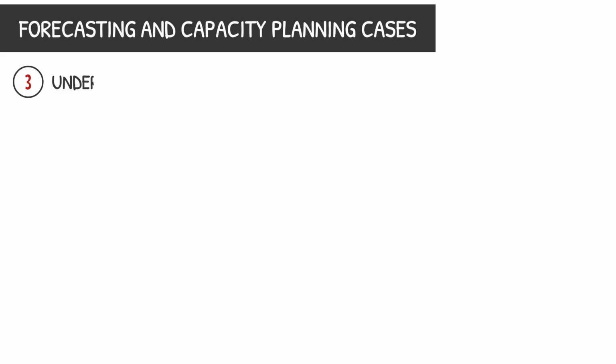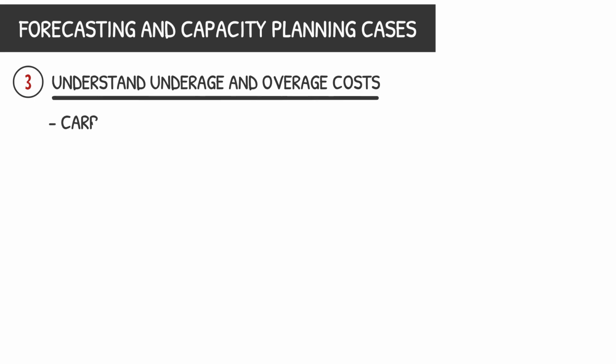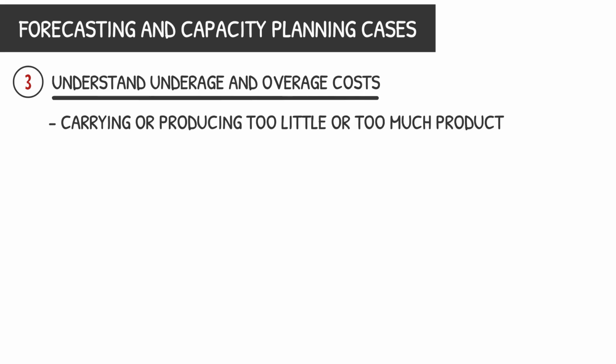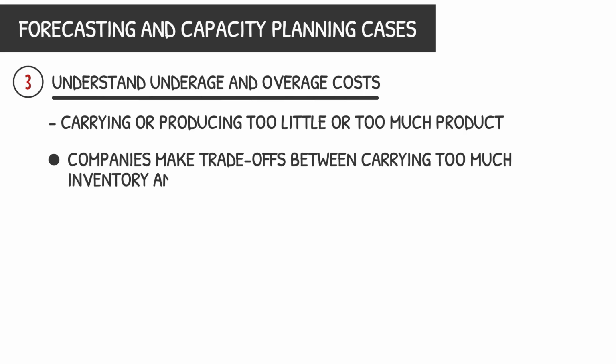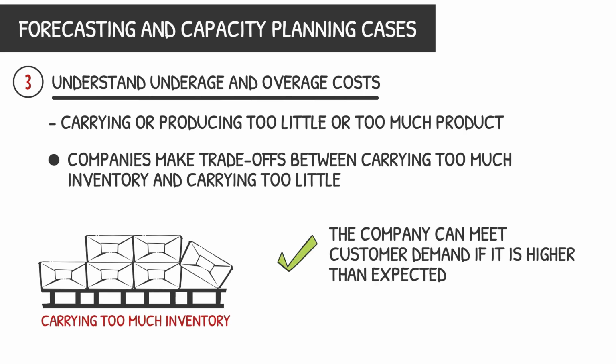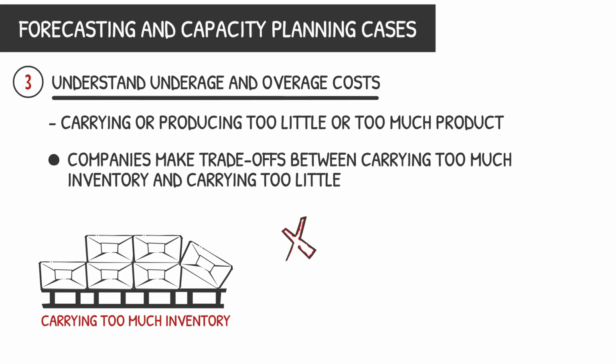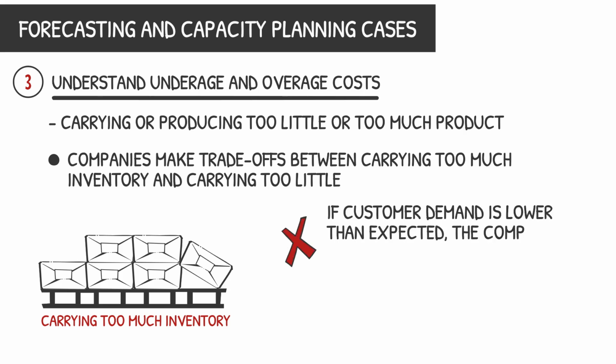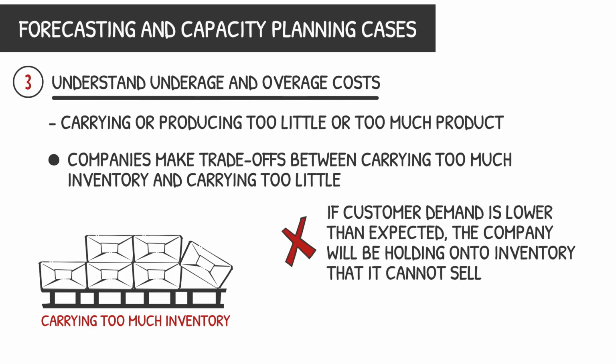Step 3. Understand underage and overage costs. Next, you need to know the underage and overage costs that relate to carrying or producing too little or too much product. Companies make trade-offs between carrying too much inventory and carrying too little. The primary advantage of carrying too much inventory is that the company can meet customer demand if it is higher than expected. However, there are several disadvantages to this. If customer demand is lower than expected, the company will be holding on to inventory that it cannot sell.